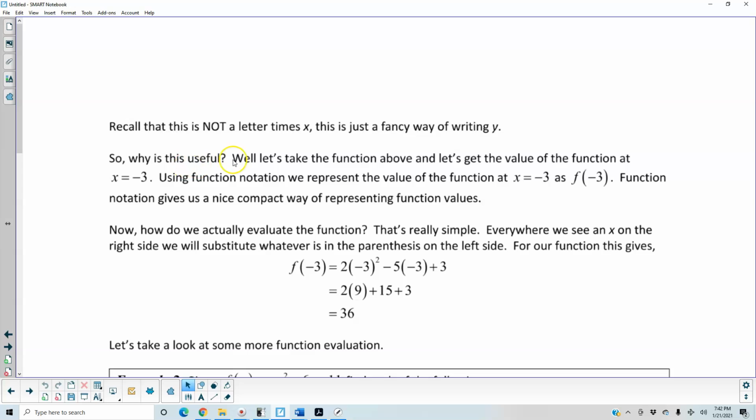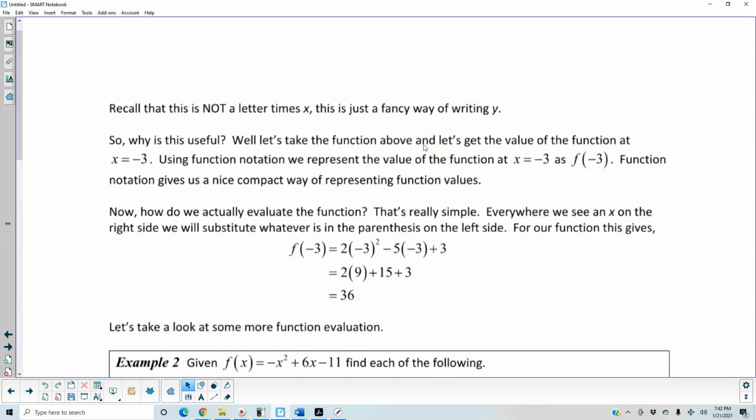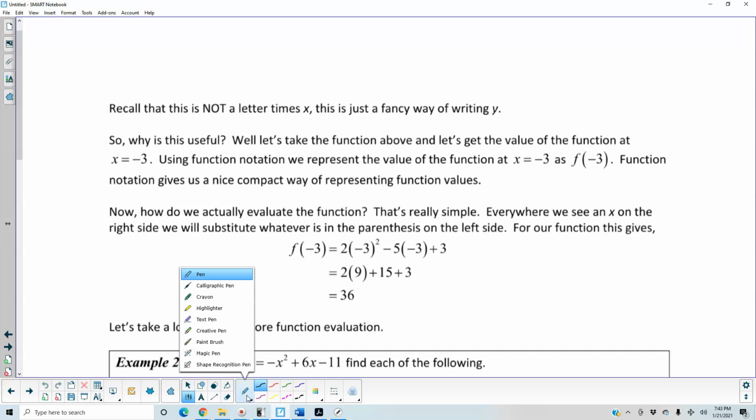So why is this useful? Well, let's take the function from the previous page, and let's get the value of the function at x equals negative 3. Using function notation, we represent the value of the function at x is equal to negative 3 as f of negative 3. Now the function notation gives us a nice compact way of representing function values.